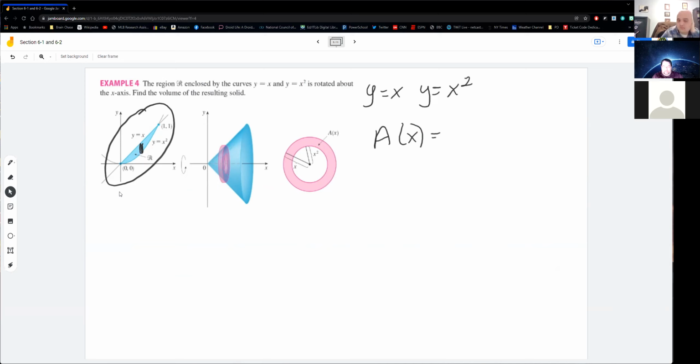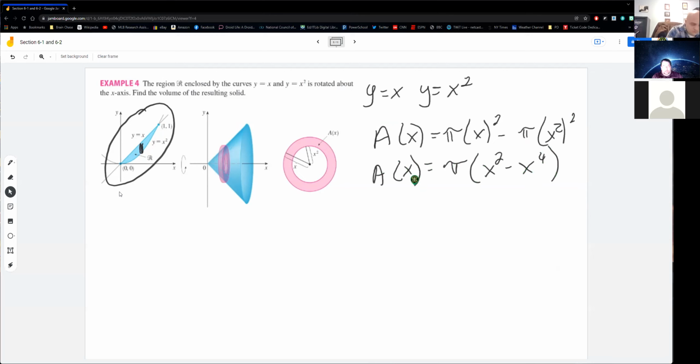So I have pi, the first one is x squared, and then minus pi x squared squared. So we have pi times x squared minus x to the fourth. Remember, whenever you're doing this, just like we did in the last section, you want to take the top one minus the bottom one.